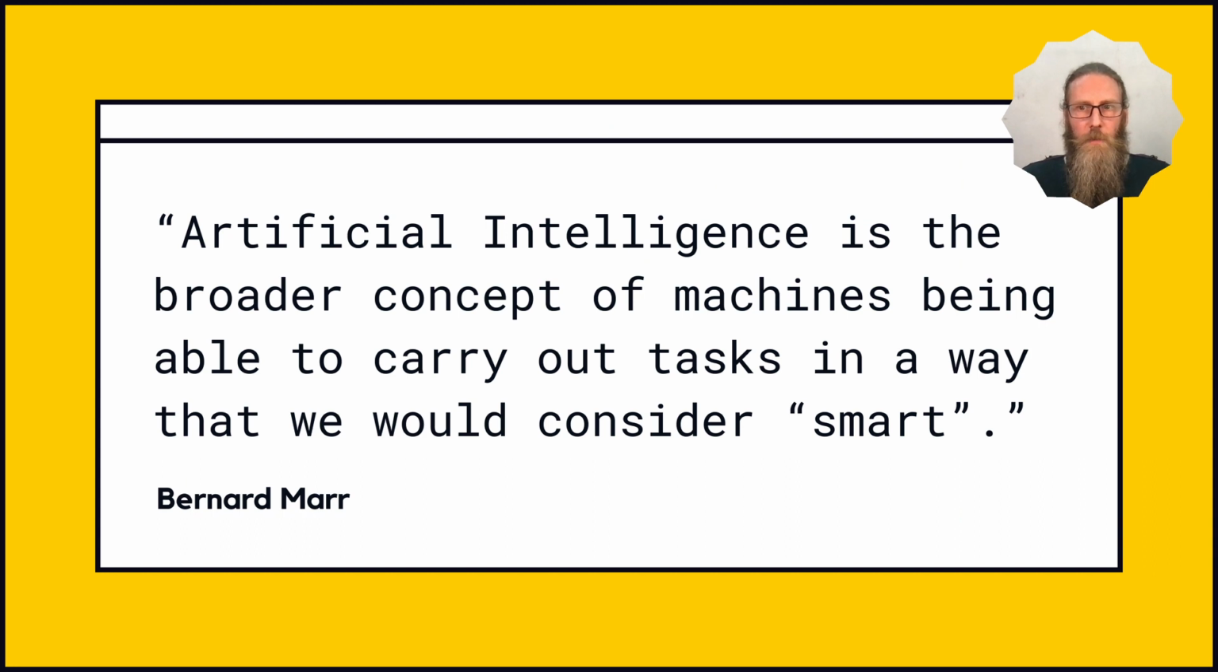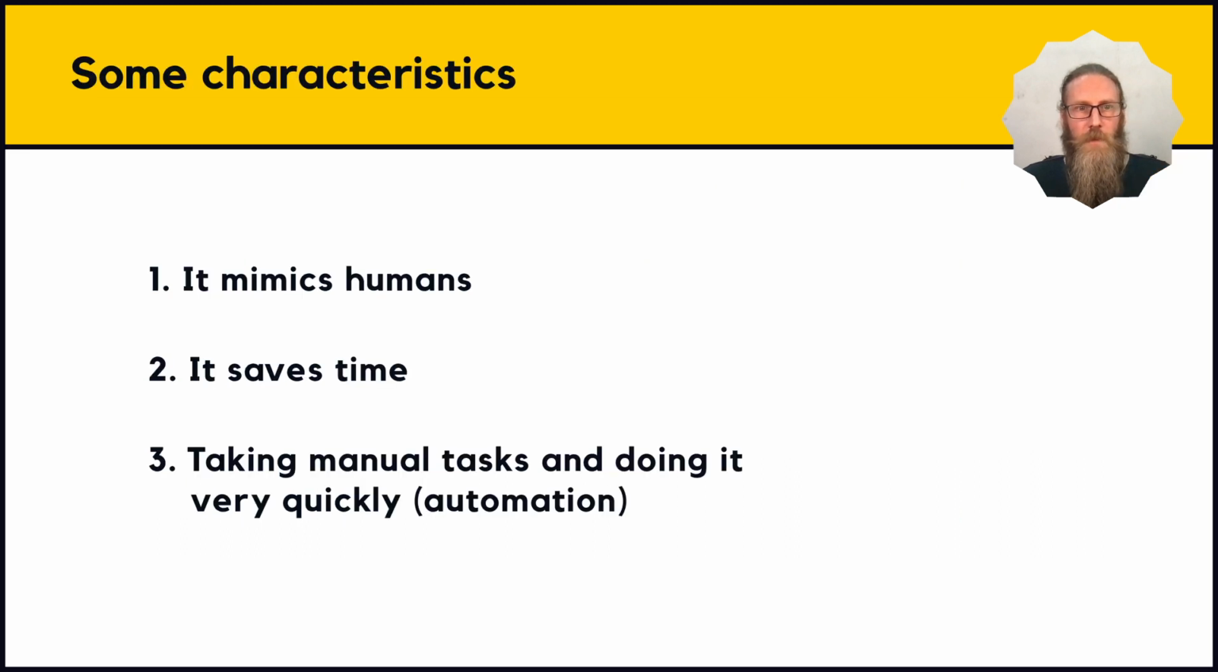Before I reference a few examples of AI used in different areas of design, I thought this was an interesting definition of AI. Artificial intelligence is the broader concept of machines being able to carry out tasks in a way that we would consider smart. And some of the important characteristics of AI that would be useful to us is that it mimics humans while saving hopefully a lot of time by taking otherwise manual tasks and executing them in a much quicker way than humans could generally do.